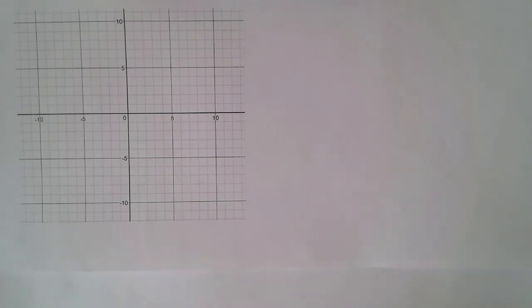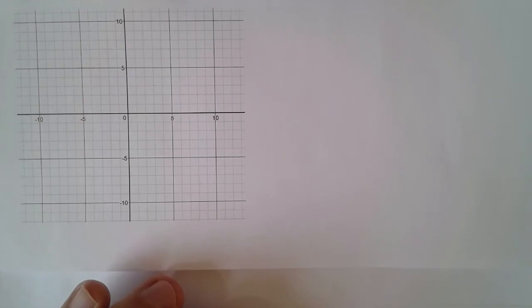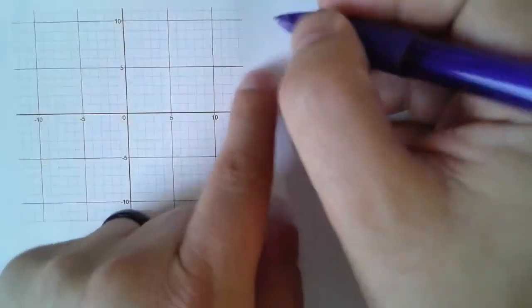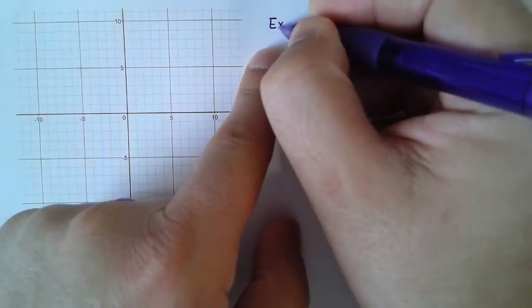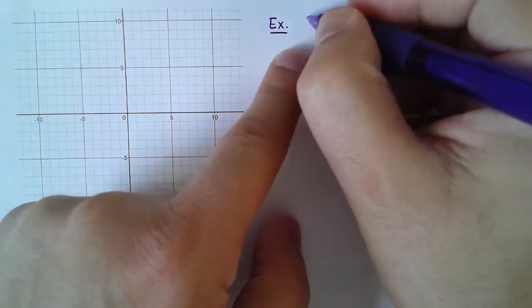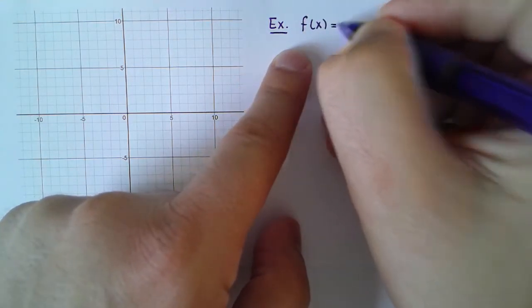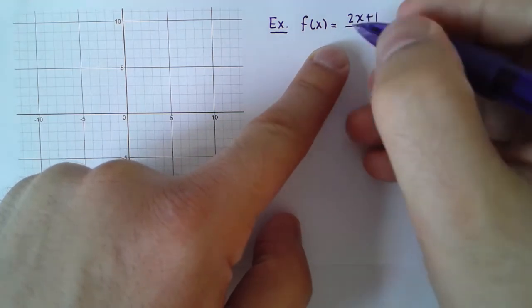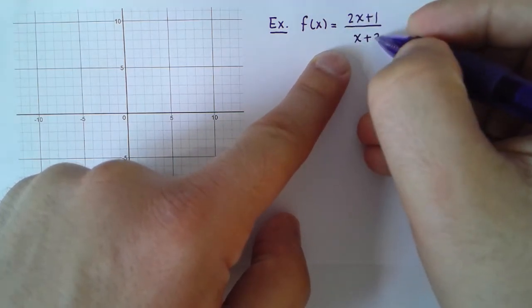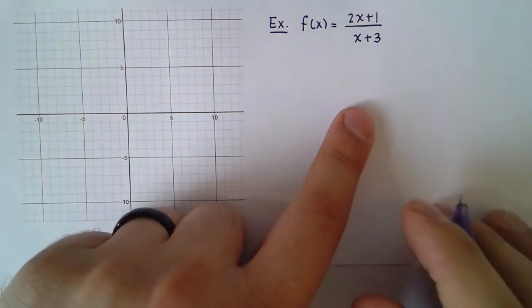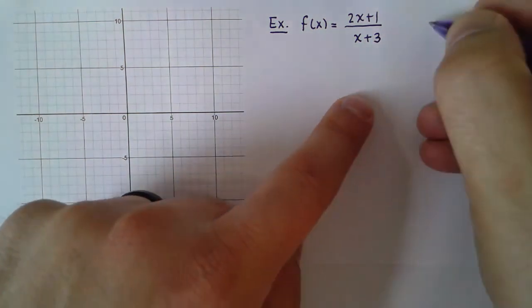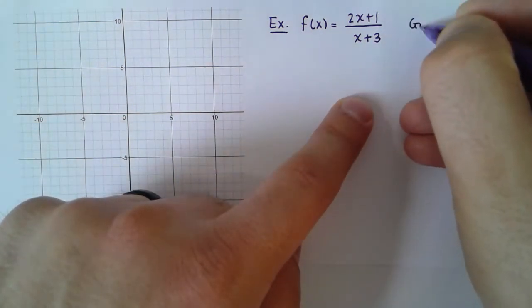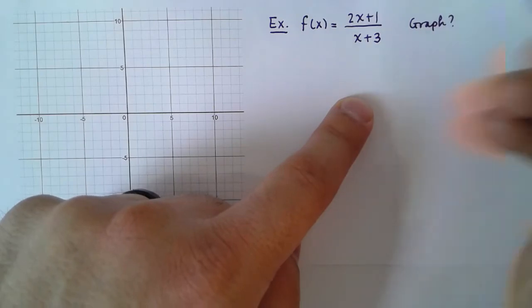So in this final example, I'll show you how to graph a rational function of this form. Here we go. Here's a basic example. Let's say f of x equals 2x plus 1 divided by x plus 3. So you want to graph this. Try to graph this one.